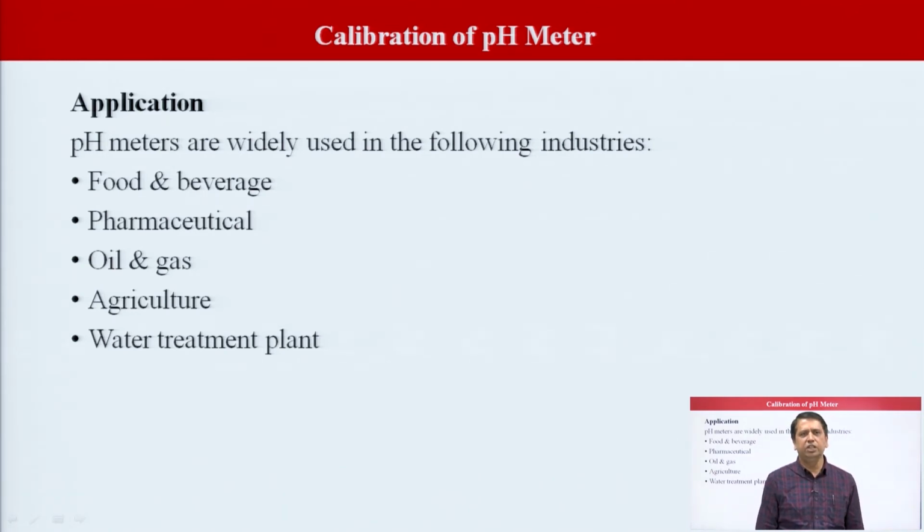So, these are various different industries in which pH meters are used: the food and beverage industries, the pharmaceutical industries, the oil and gas industries, agriculture industries, and water treatment plants, in which it is used for the measurement of pH during various processes. It is also used for the measurement of pH during synthesis of any product, because there are some products which are manufactured at a particular pH. So, if we want to know the pH of the solution, again we have to use pH meters.